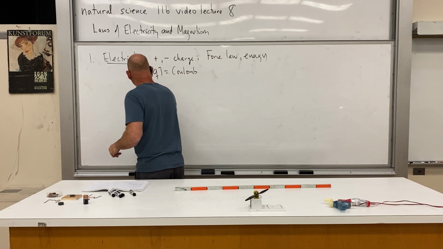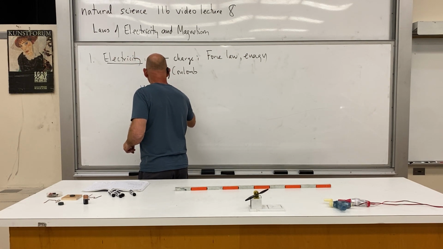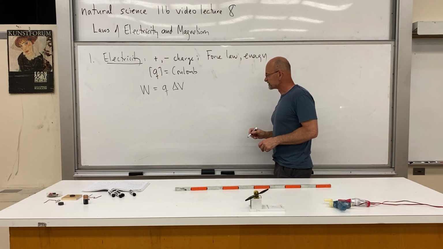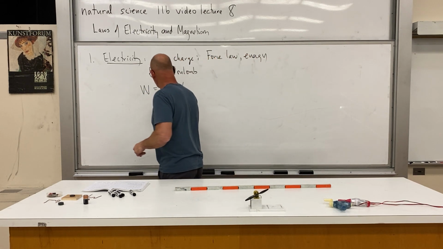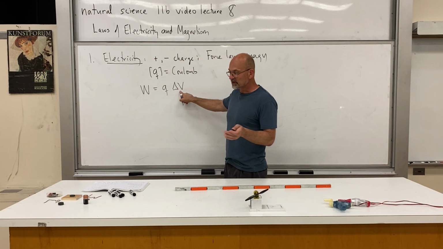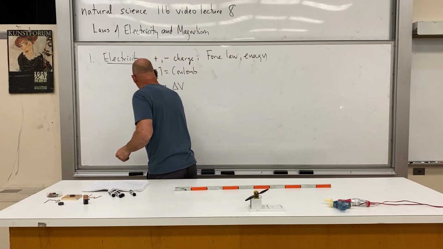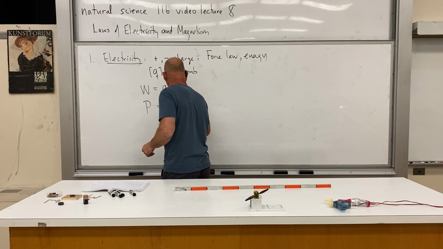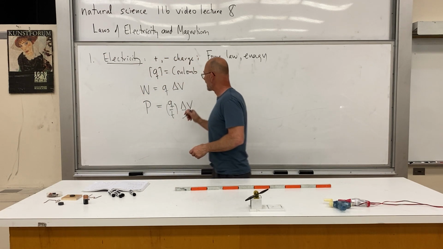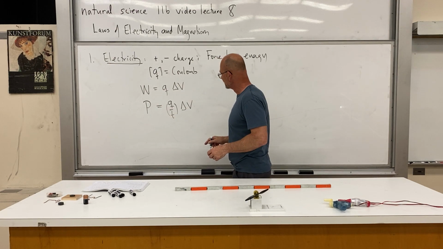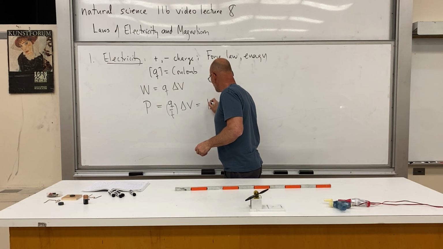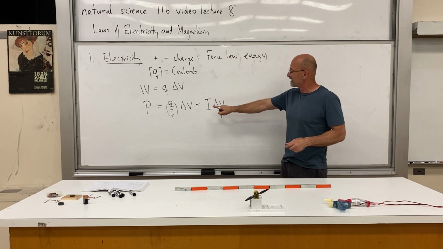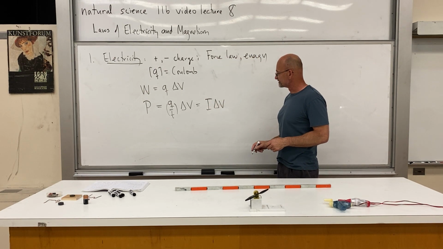So what did we have? We had work is Q delta V when you had charge separation. From that, and coulombs and volts, okay, joules. From that we had power equals Q over T times delta V, because power is work over time. But this was current times voltage, and so we learned that watts is amps times volts.